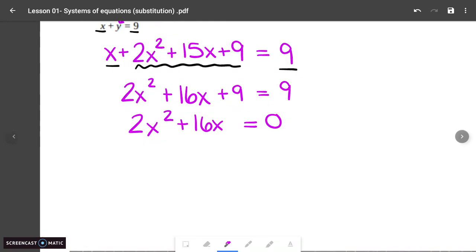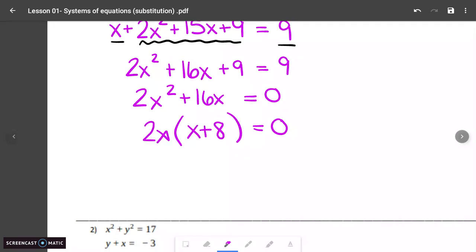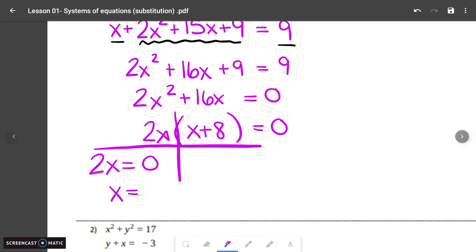And when I'm solving now, I could use quadratic formula. I could attempt to complete the square. But what's nice is I might notice I can just factor. I have a GCF of 2x, and I'm left with x plus 8. Once I've broken it down to the smallest possible factors, I'm going to set both pieces equal to 0. So 2x equals 0. When I divide both sides by 2, x equals 0. x plus 8 equals 0. And I'm going to subtract the 8 over to get negative 8.